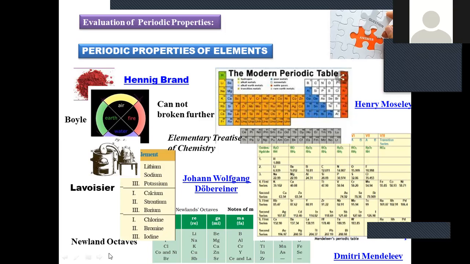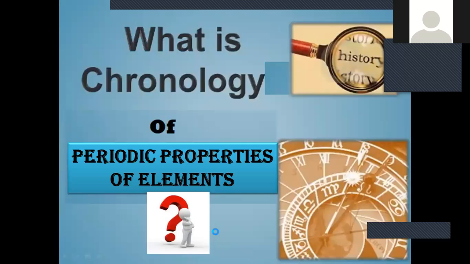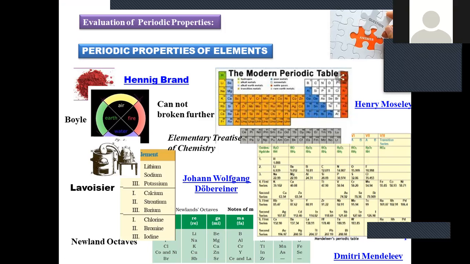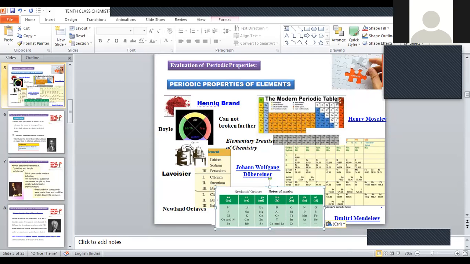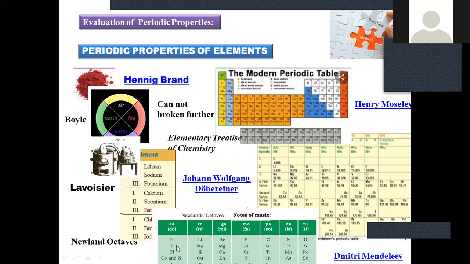So after this Dobereiner, we have another one, Newlands octaves. So Newlands classification was given. So what is the use of Newlands octaves here? When you see this Newlands classification, what happens? Hydrogen, lithium, beryllium, boron, carbon, nitrogen, oxygen. In this way, the series will start. After the oxygen, the next element resembles the first element.